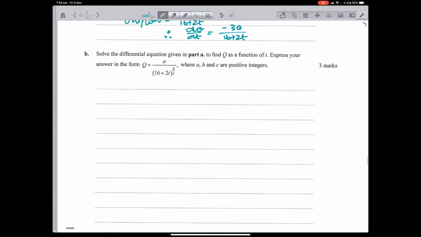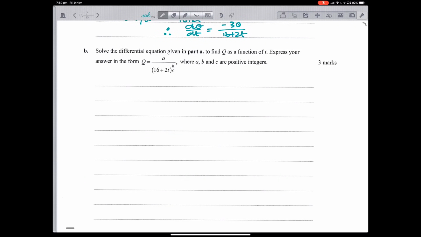Okay, solve the DE. Now, one of the key things here, look at that and look at that. So I'm assuming, don't simplify it, leave it together. So I've got dQ/dt is equal to negative 3Q on 16 plus 2t. So from here, we can say 1/3 dQ, 1/3 Q.